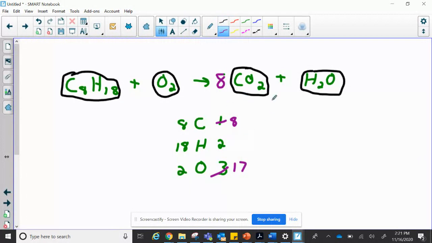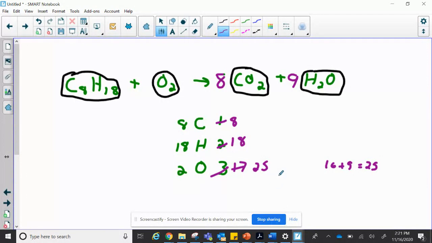Let's try our H's. If we put a 9 here, 9 times 2 is 18, but we've got to recount our O's again. So 8 times 2 is 16 O's. 9 times 1 is 9. So we get 25 O's. Now, when we have an odd and an even for the O's, this pretty much is telling you you're going to have to use the doubling rule, okay? Otherwise, you're never going to get this balance.